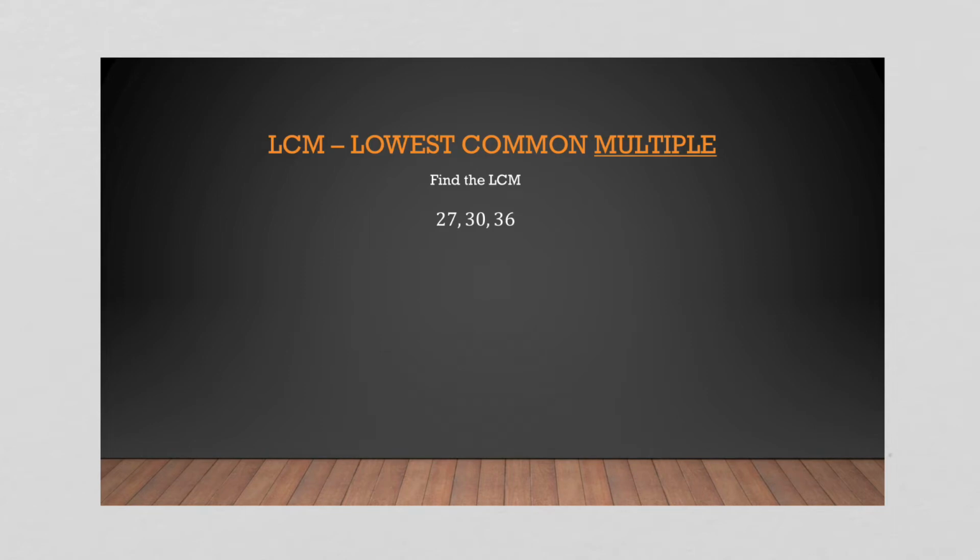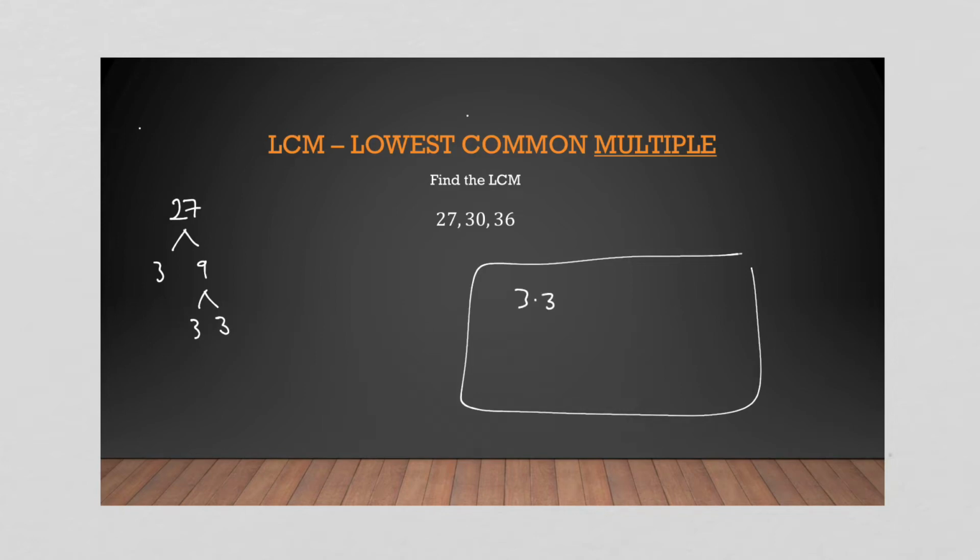Lowest common multiple of 27, 30, and 36. So it's the same process. What is 27? Well, it's 3 times 9, which is 3 times 3. So it means I'm going to need 3 times 3 times 3. Well, what's 30? 3 times 10, which is 2 times 5. We're going to need a 3. I already have one. But I need a 2 and I need a 5.